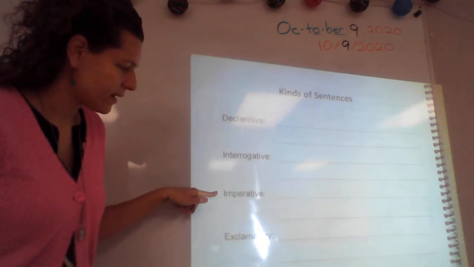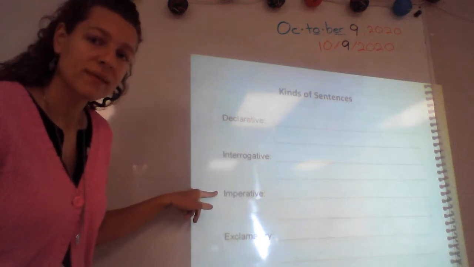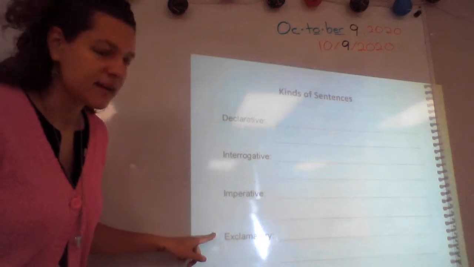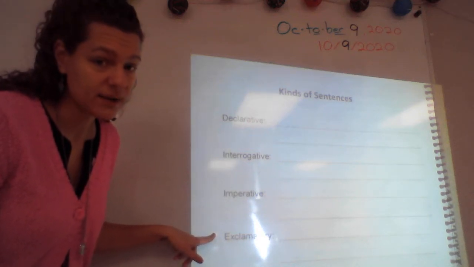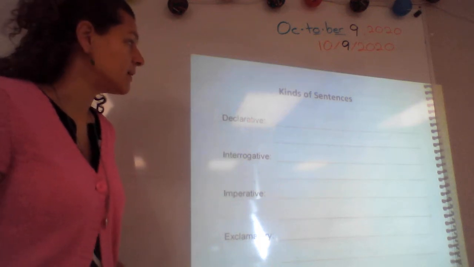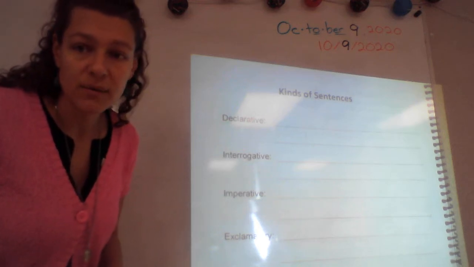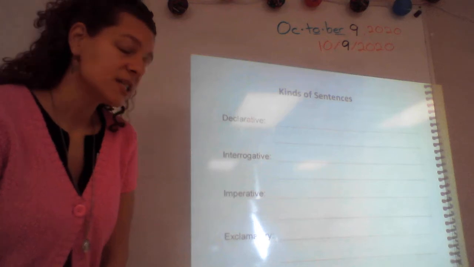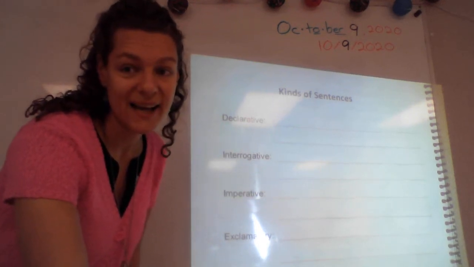How about an imperative sentence? Who remembers what that does? All right, it gives a command. And our last kind of sentence is exclamatory. What does an exclamatory sentence do? Good, it shows strong emotion. So those are our four kinds of sentences. And the reason that we want to know our four kinds of sentences is they each have a different kind of end mark that we have to use if it's that kind of sentence.